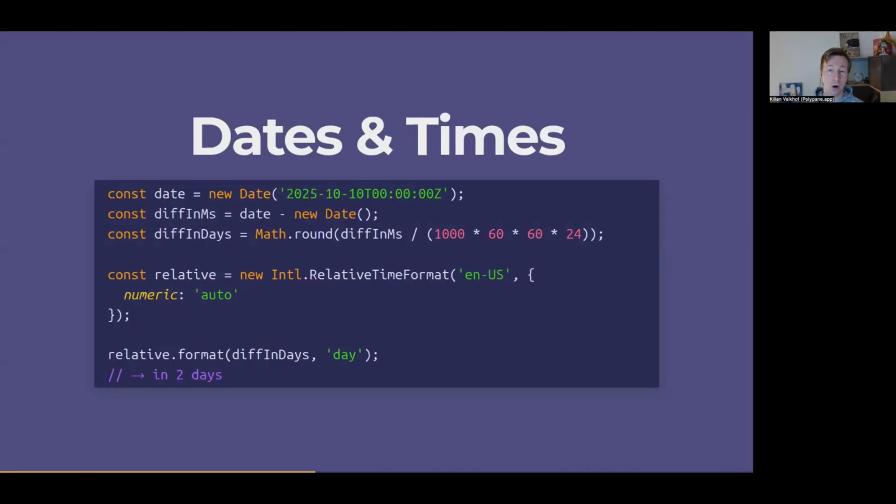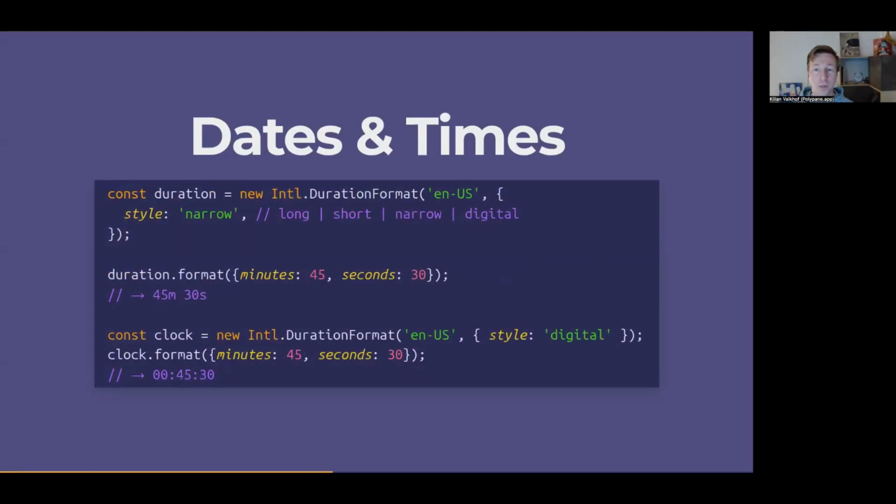So since dates are milliseconds, you can subtract one from the other and then divide up to the unit you want. So there's 1,000 milliseconds in a second, there's 60 seconds in a minute, there's 60 minutes in an hour, and 24 hours in a day. Then you can round that to get a whole number and pass it into relative time format. And then you get in 2 days, in 3 days, tomorrow, etc.